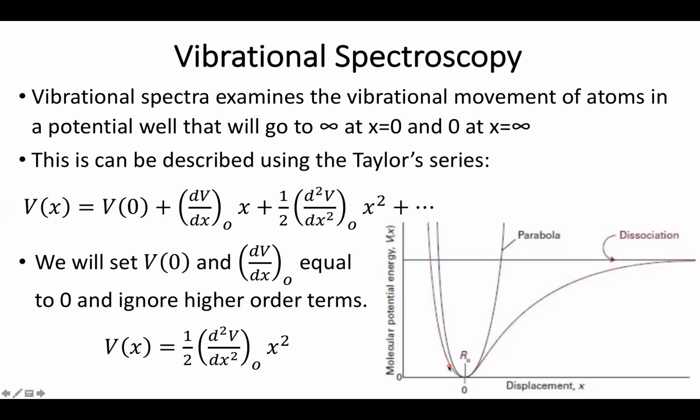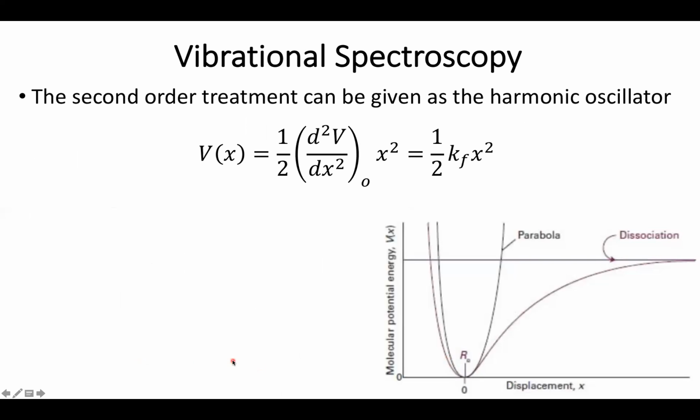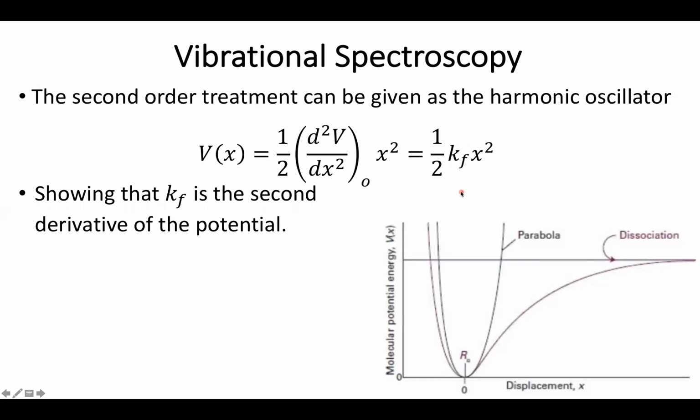Well, lo and behold, this remaining potential term should look fairly familiar. It's a quadratic dependence on position and 1/2 times a constant. Oh yeah, that's the harmonic oscillator. So this is essentially the same term we brought up last time. But again, the big take home here is that our force constant is actually going to be the same as the second derivative of the potential at this equilibrium bond distance. So it's another way to arrive at the force constant for a harmonic oscillator.